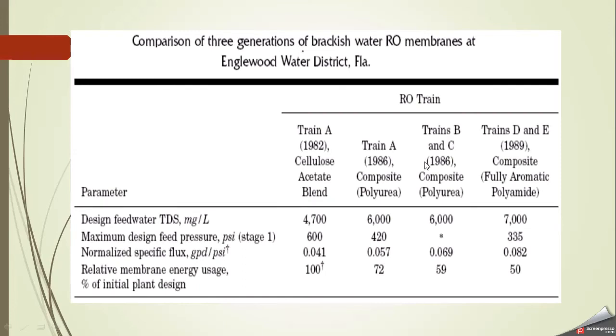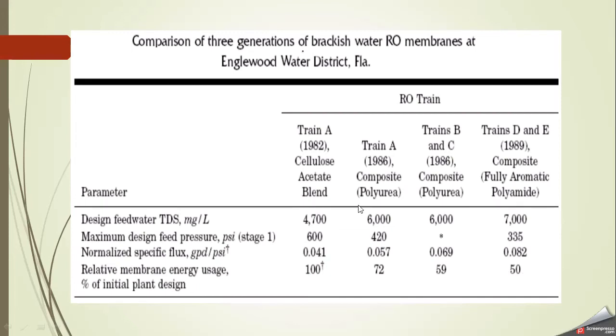So in trains B and C in 1986, composite polyurea with 6000 TDS, the same thing, and now the flux is further increased to 0.069 and 59 relative energy. In 1989, trains D and E use composite fully aromatic polyamide membrane. Now although TDS has been increased, the maximum feed pressure is reduced to 335 psi in stage 1 and normalized flux is increased to 0.082 and the relative membrane energy use is 50.